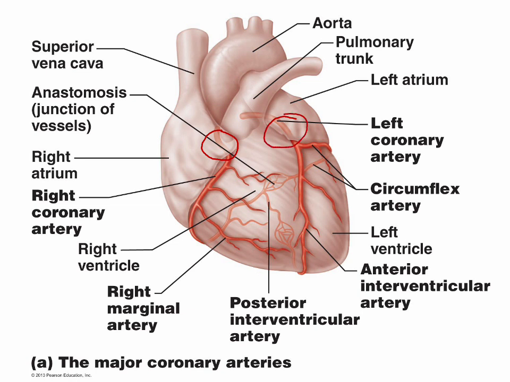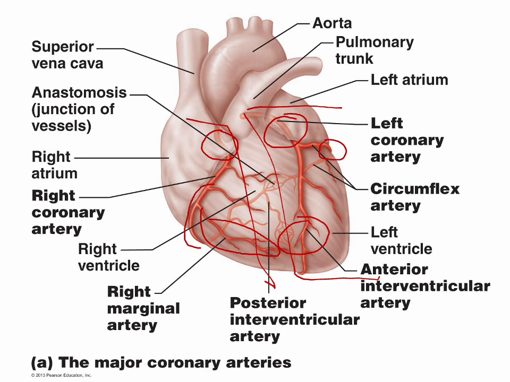This guy is going to branch into the circumflex artery and into the anterior interventricular artery. This portion is going to stem from the left coronary artery. Then from this side, we're going to have the right coronary artery, which is going to branch into the marginal artery, okay? And then it's also going to branch posteriorly and turn into the posterior interventricular artery, okay? And we're going to see that one.